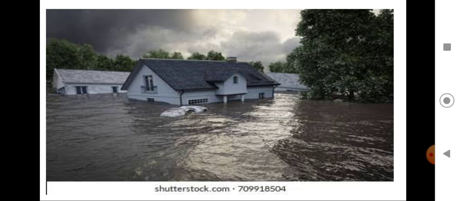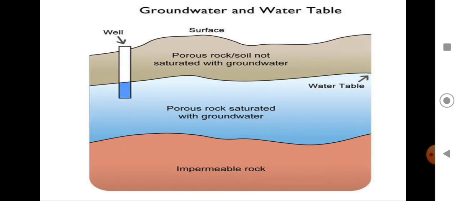If it rains heavily, that is also a calamity, called floods. So drought is caused when there is no rainfall for a long period of time, and floods are caused due to excessive rainfall. Now we'll go deeper to learn about the water table, children.